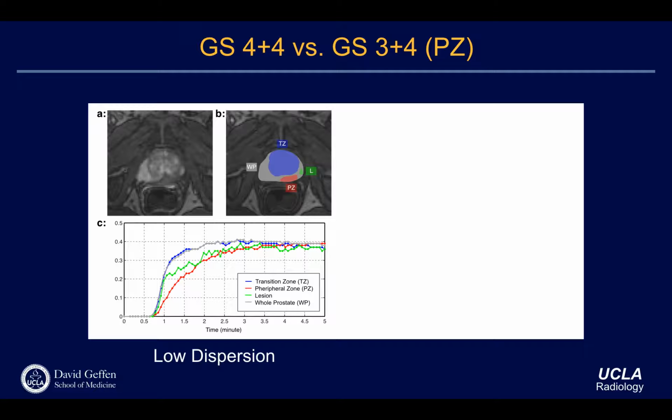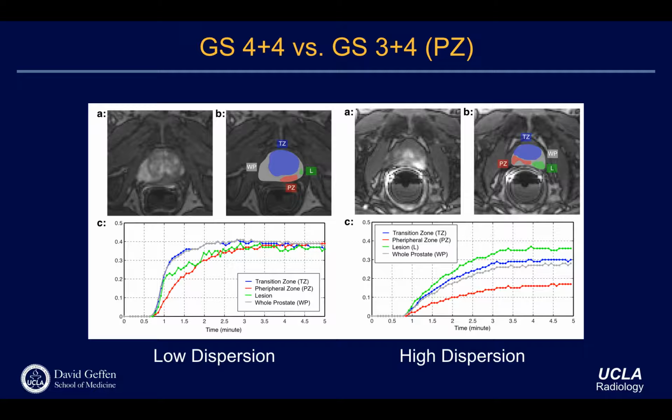Okay, so this is an example of prostate cancer. We segmented the transition zone, the peripheral zone, the whole prostate, and a lesion, which is the prostate cancer. This one has a 4+4, and this is 3+4. What that means is that a higher number in a Gleason score is more aggressive, so this one is more aggressive than this. And if you look at the lesion side, this one is more slowly enhancing, whereas this one is more rapidly enhancing.